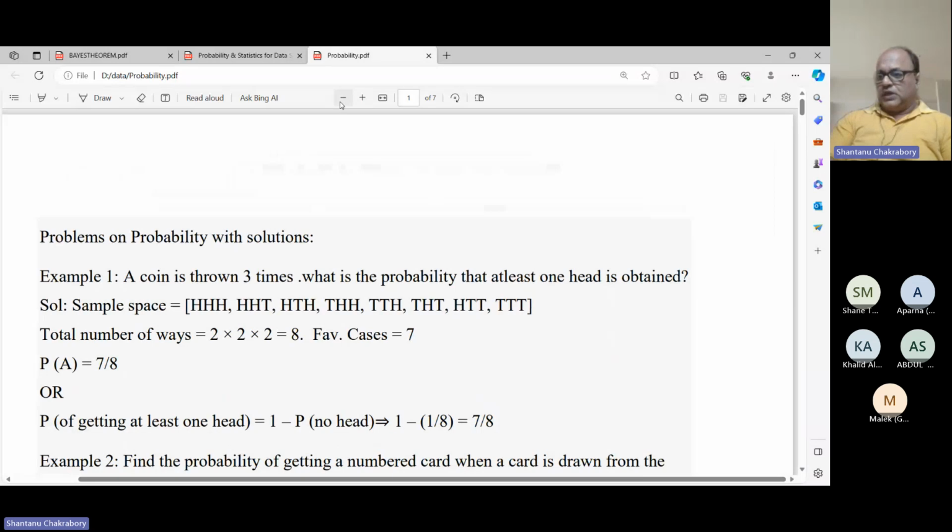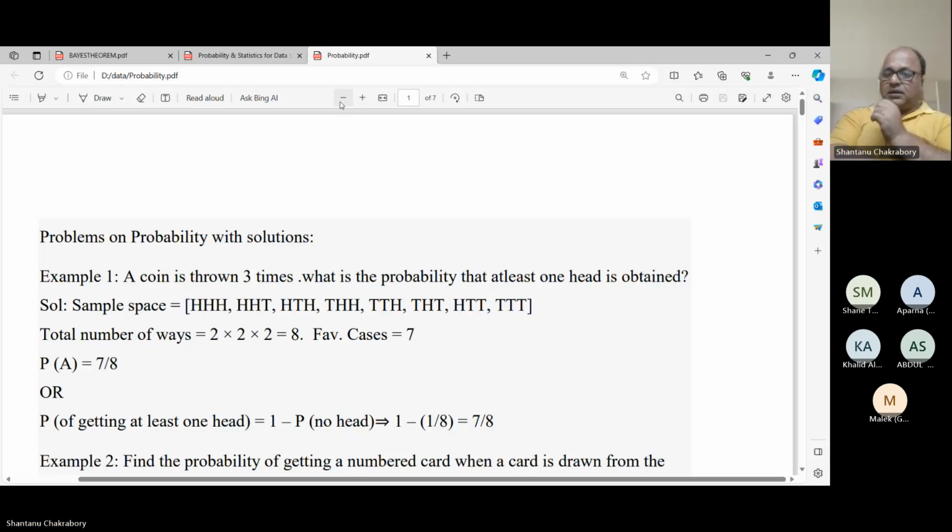So what are the possible outcomes that you can have? In this case, the sample space will be head, head, head; head, head, tail; head, tail, head; tail, head, head; head, tail, tail; tail, head, tail; tail, tail, head; and tail, tail, tail. So how many outcomes do you have in the sample space? You have a total of 8 outcomes. When you throw a coin 3 times, the outcomes are 2 into 2 into 2.